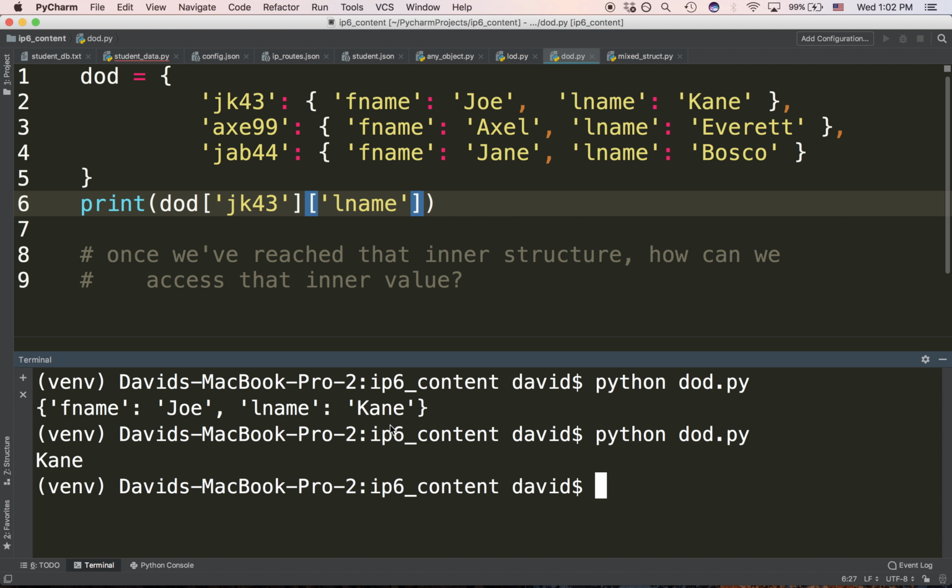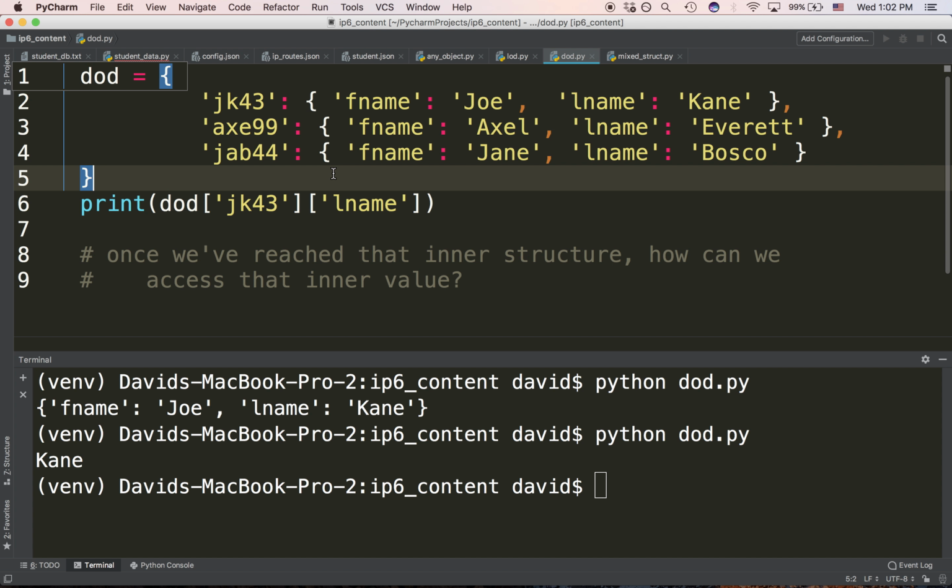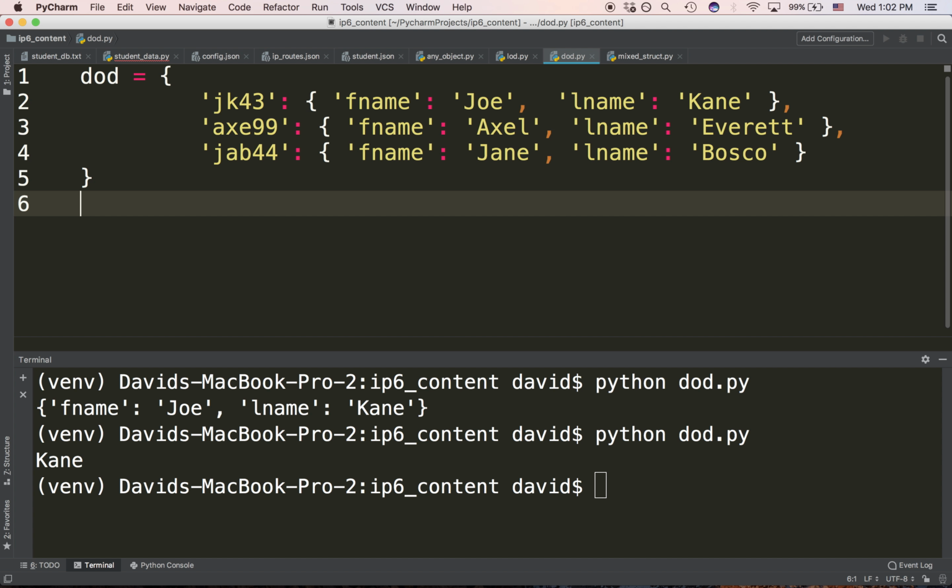And so we're able to access an inner value in an inner structure through the outer structure by first asking the address location where the inner structure is located, and then once we've reached that inner structure, using the inner structure in the way it's supposed to be used. That is, in this case, a dictionary. Okay, so let's do one other thing. Now, this will be the big challenge for you, and it's not easy.